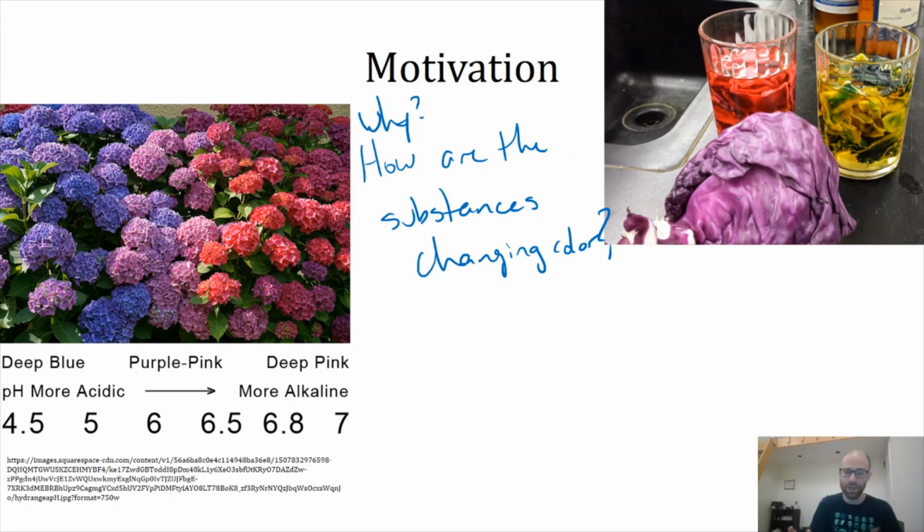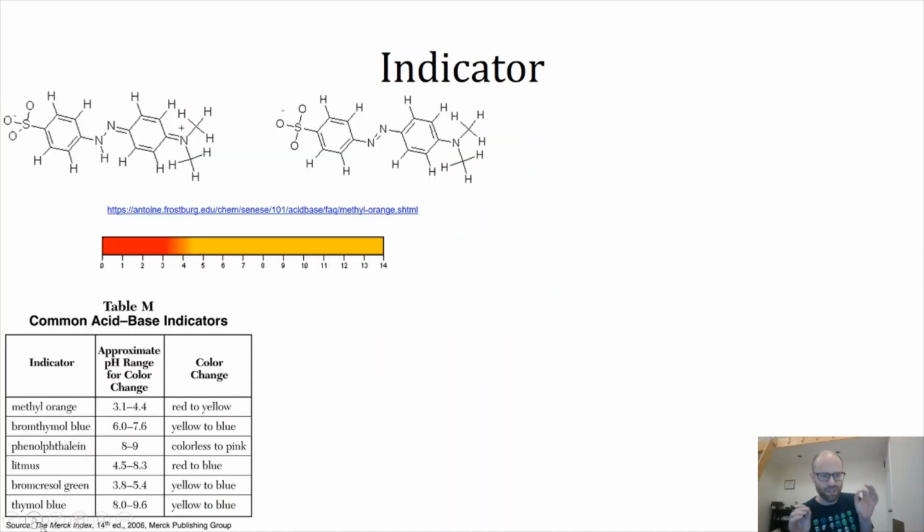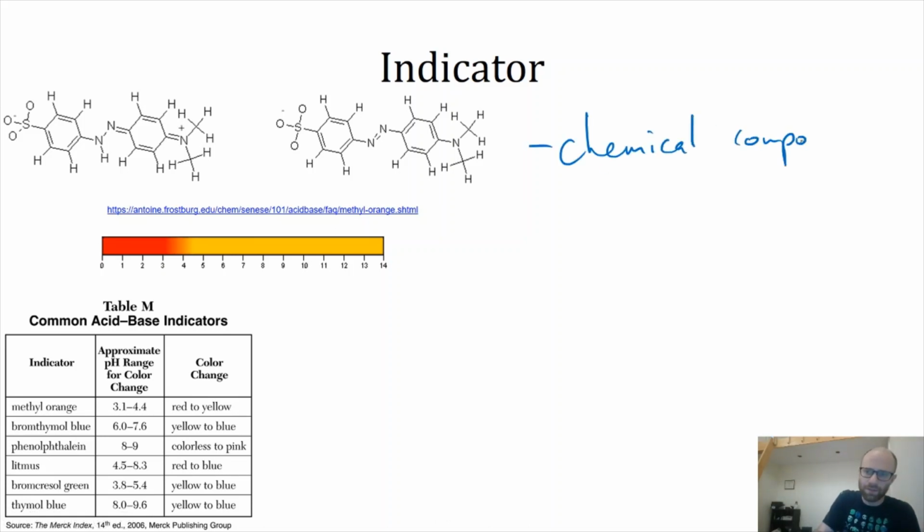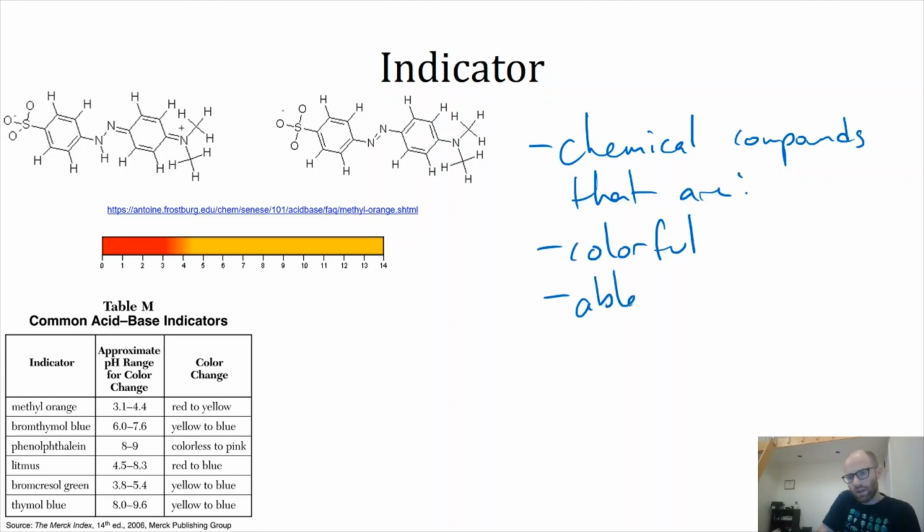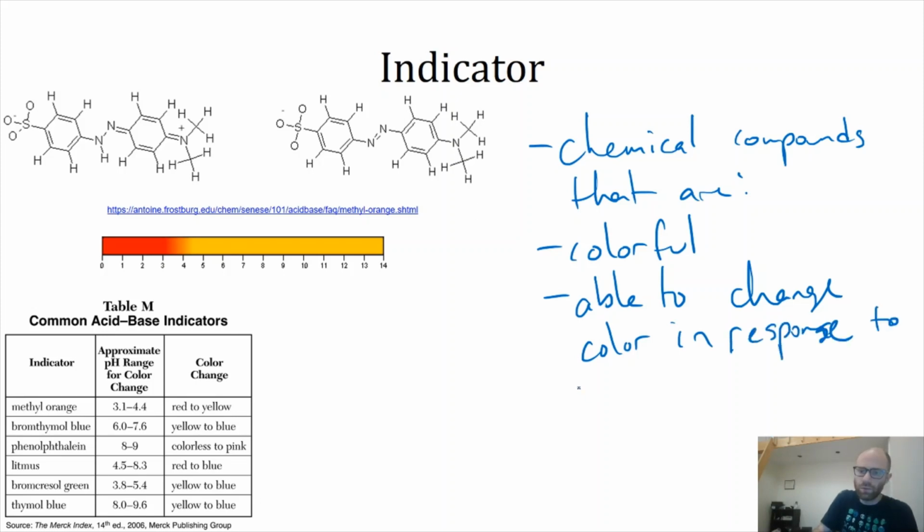Though they're both purple, we can see very clearly that the hydrangea purple color turns into a blue versus a pink, and the cabbage purple color actually turns into a red versus a yellow. And this is kind of neat because in the middle you get a lot of blues, pinks, and greens. Now, an indicator is a very special subset of a chemical compound. Specifically, indicators are chemical compounds, colorful, and able to change color in response to pH.